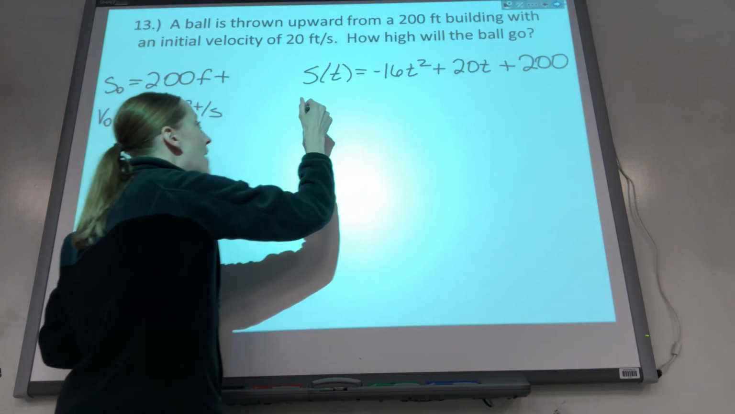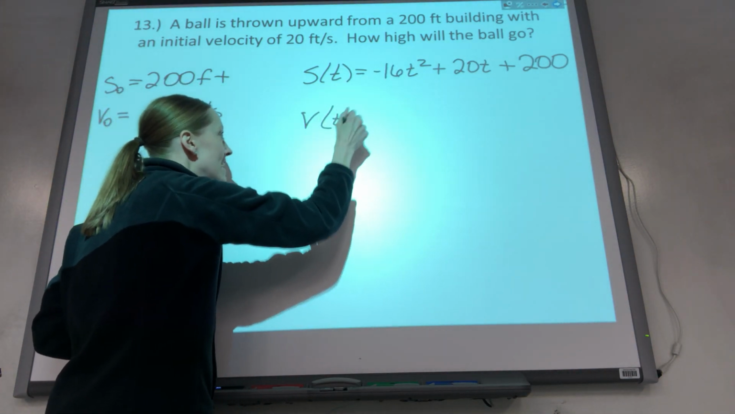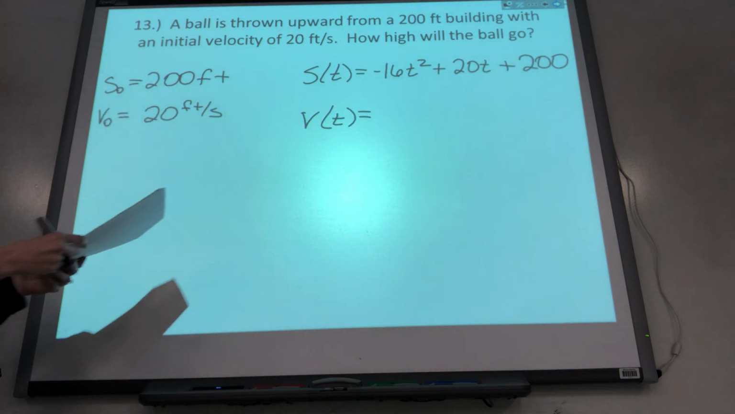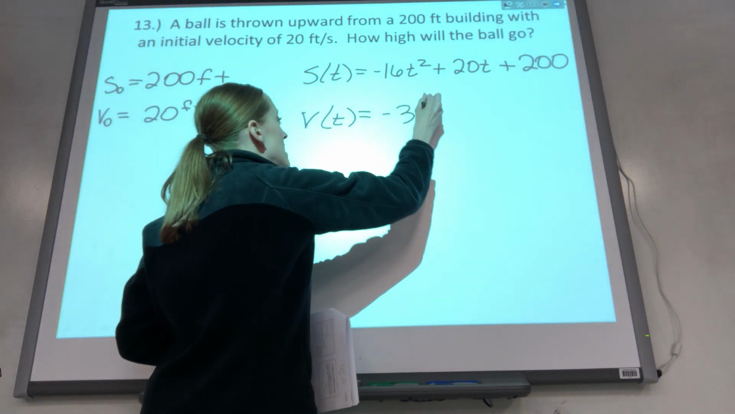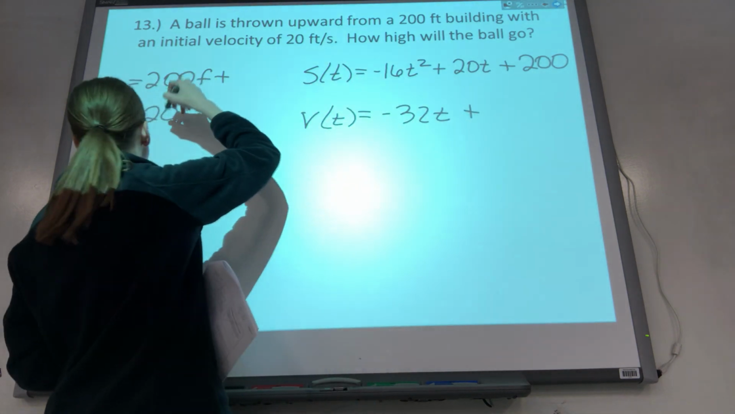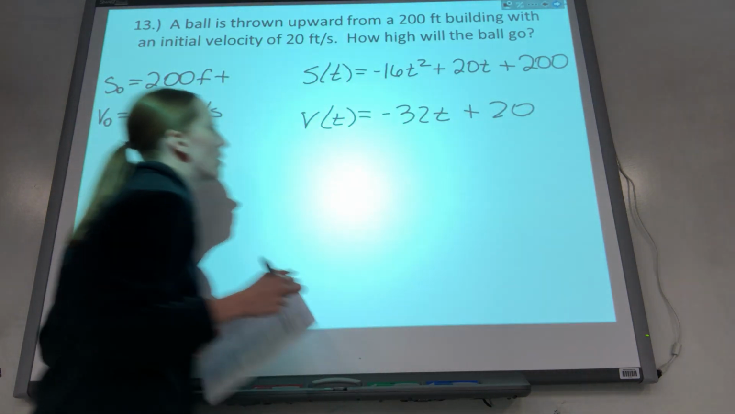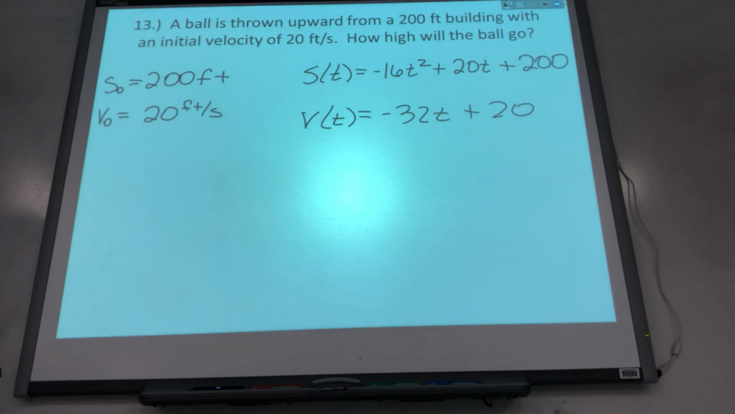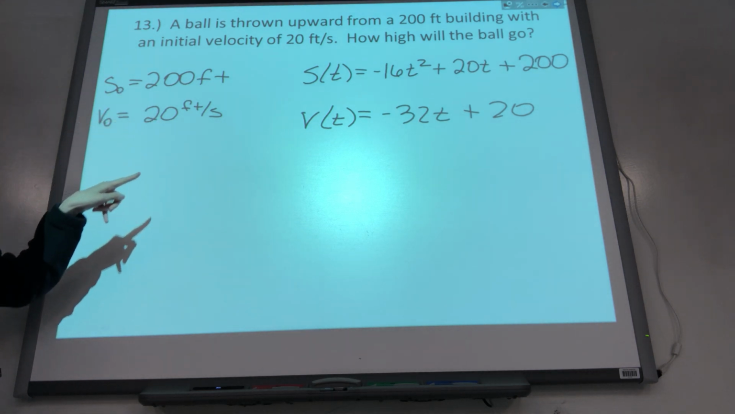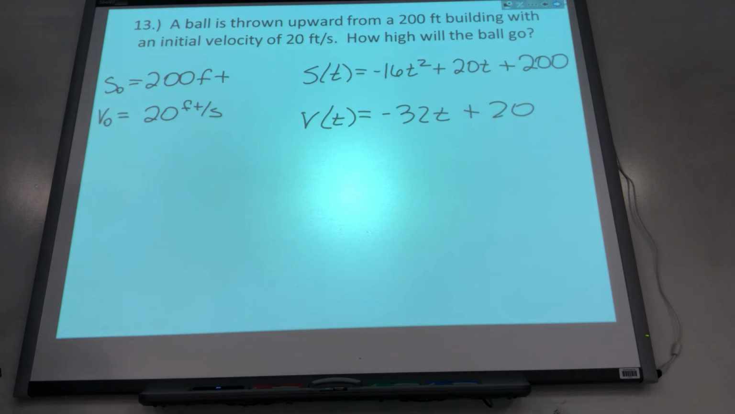So to help us find t, I'm going to go for that velocity formula, which said negative 32t plus v sub 0, so plus 20. Now, if we're talking about the ball being thrown upward, it has an initial velocity of 20 feet per second, but once it reaches its maximum height, how much velocity should it have?